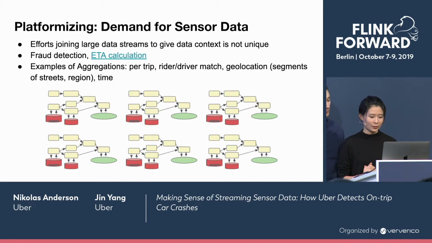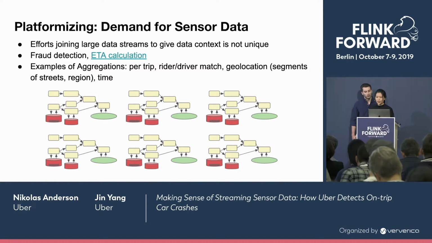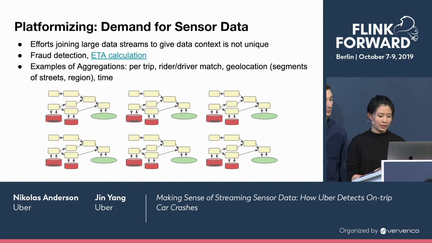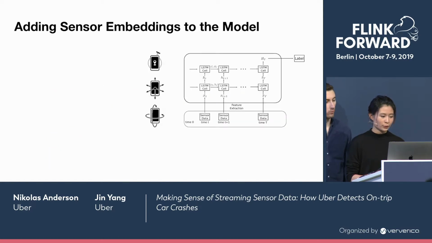Furthermore, there are so many other sensor aggregation efforts that happen within Uber. So what we're doing to congregate sensor data based on certain business criteria is not unique within Uber. For example, fraud detection and ETA calculation with the ride service and also Uber Eats are extremely important. Therefore, we introduced the aggregated sensor platform, which enables our deep learning model.